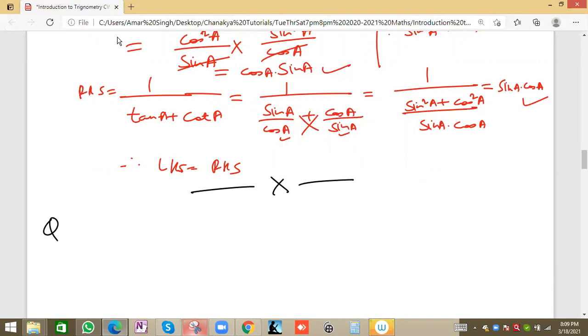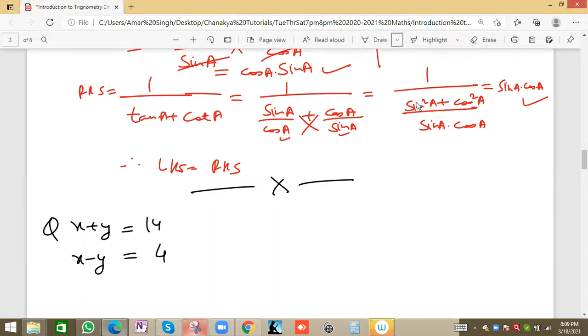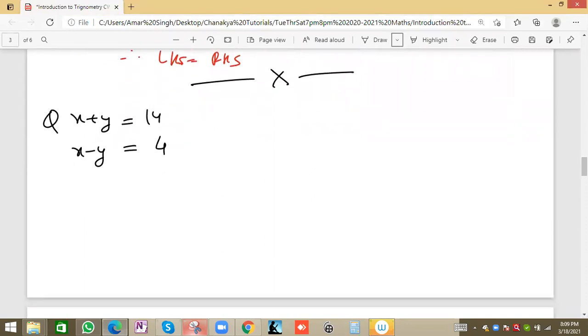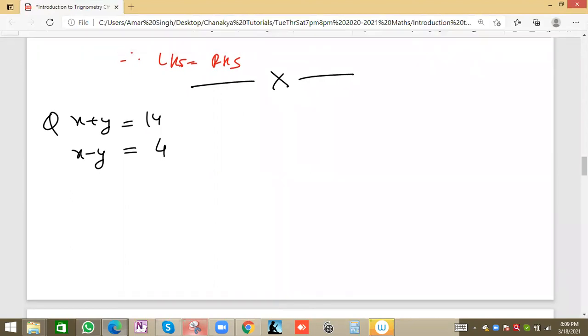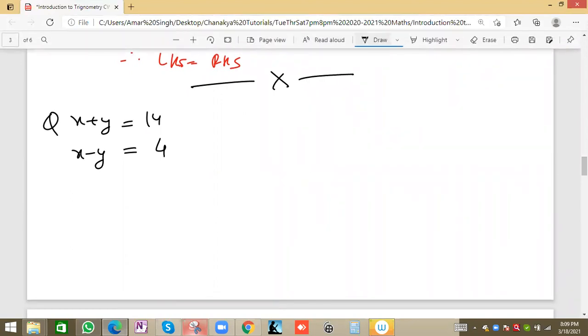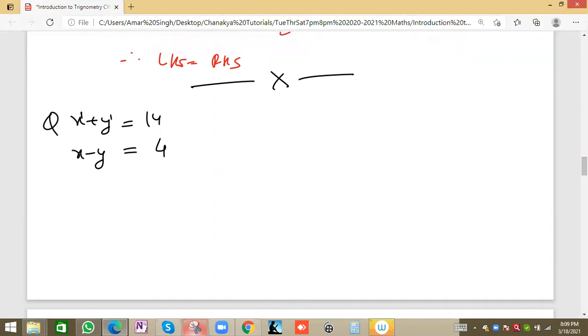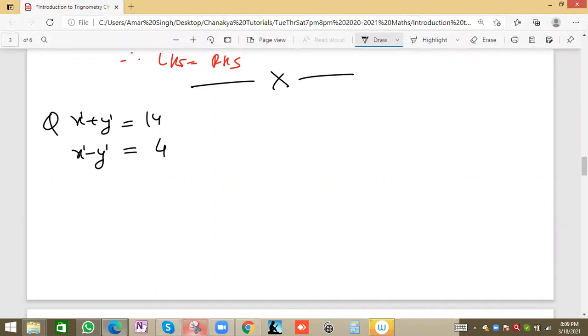Suppose let me take one simple example, just for understanding; we'll see in detail when we solve chapter 4. These are the two equations, and we have to draw the graph. The first one is x plus y equals 14, and the second one is x minus y equals 4. We call this a linear equation because the power of x and y is 1. That's why it is linear.